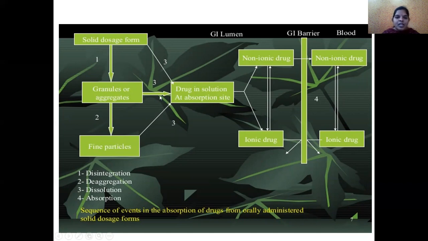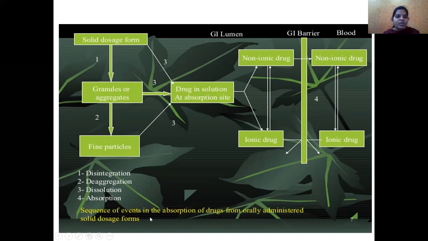Right. Okay, these 3 different forms will be available for drug absorption site in the form of solution. So your drug may be either of non-ionic or ionic drug. If it is non-ionic drug, as it is, the drug will be entered into the blood or systemic circulation, also called as plasma. And if your drug is ionic in nature, it is directly entered into the blood. So this is the step 4.